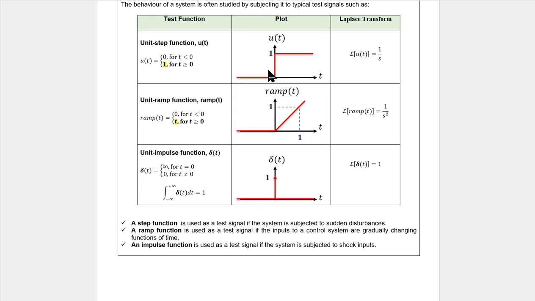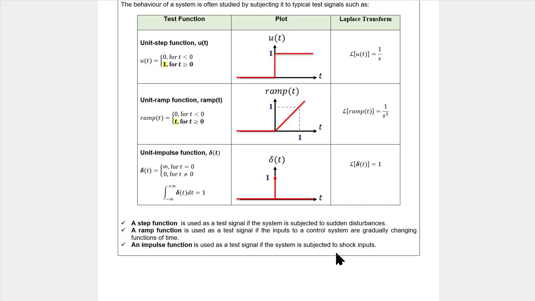When do we use these test signals? Step function is used when we subject the system to a sudden disturbance. For example, a switch is off and suddenly we turn it on. Then it's a step function. Ramp function is when we gradually change. For example, there's a light dimmer, and we gradually turn it from off to maximum value. So it's like a ramp function.